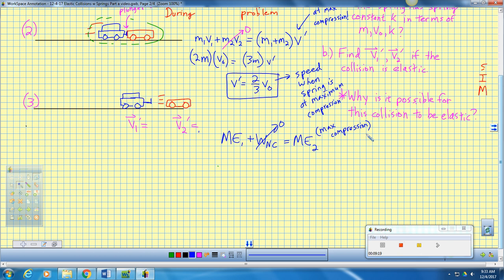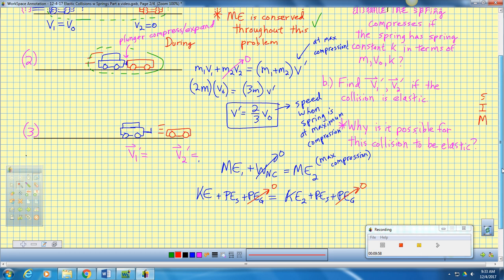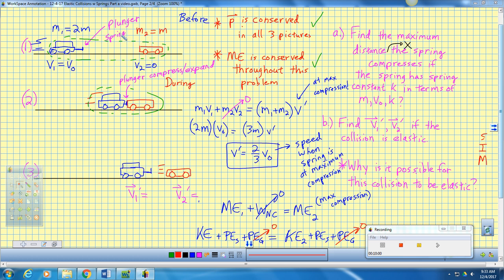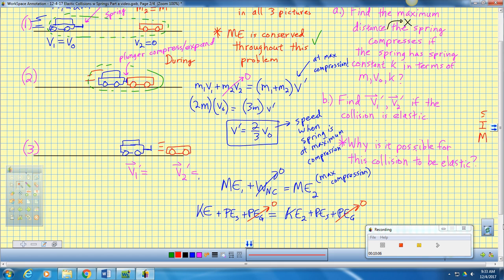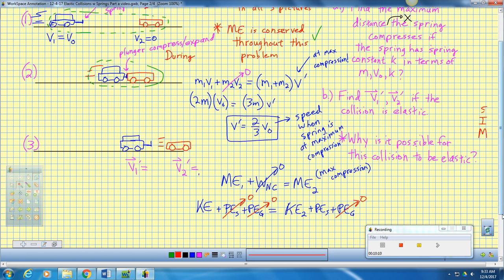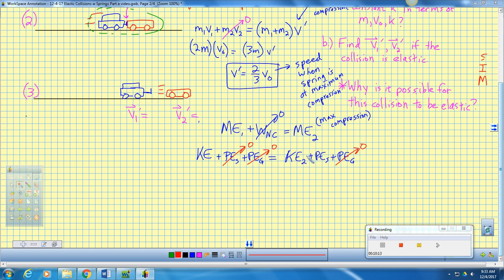We always want to think about our three different kinds of energy. Kinetic energy at location 1, spring potential energy, gravitational potential energy. And we want to compare those to kinetic energy at location 2, spring potential energy at location 2, gravitational potential energy at location 2. Gravitational PE, we don't care about. This thing isn't changing height at all, so there's no change in gravitational PE. In our first picture, is there any spring potential energy here? No. There's no spring PE. So really, we're just down to looking at the initial kinetic energy of the system and setting that equal to the kinetic energy at this maximum compression place plus the spring potential energy.